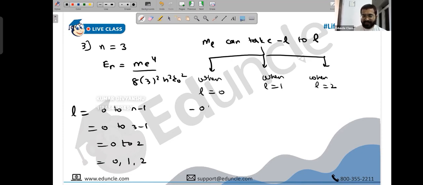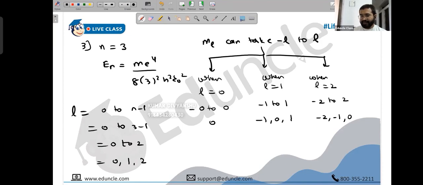So minus L to L, minus 0 to 0, that's 0. Minus L to L, that's minus 1 to 1. So that's minus 1, 0, 1. And minus L to L, that's minus 2 to 2. So that's minus 2, minus 1, 0, 1, and 2. You can take all the values from minus 2 to 2 now.